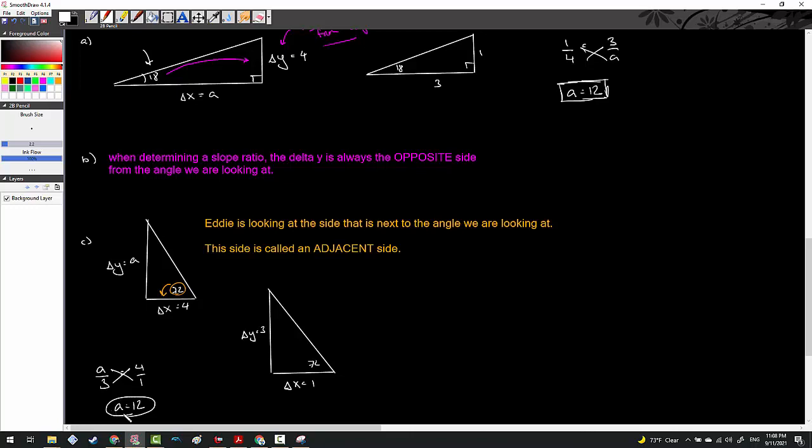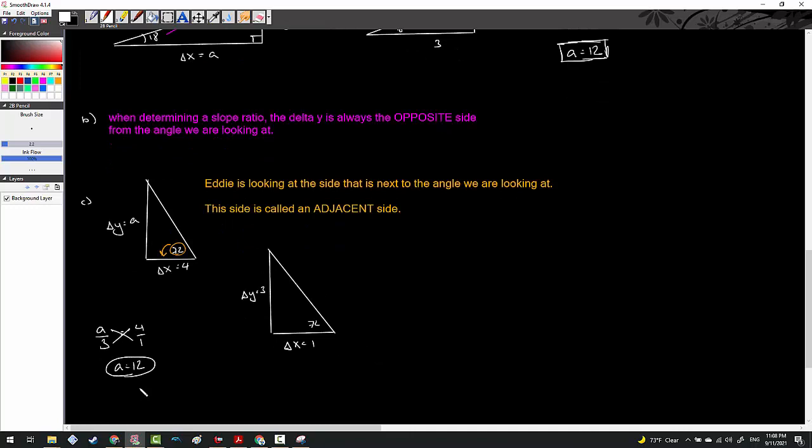So at this point, you should be starting to think, what is the relationship that I am noticing between the angles and the sides? And what order do the sides always seem to come in when we are evaluating an angle that we're looking at in terms of slope ratio? That's what you should be thinking about as I move on to the next problem. I'll be right back.